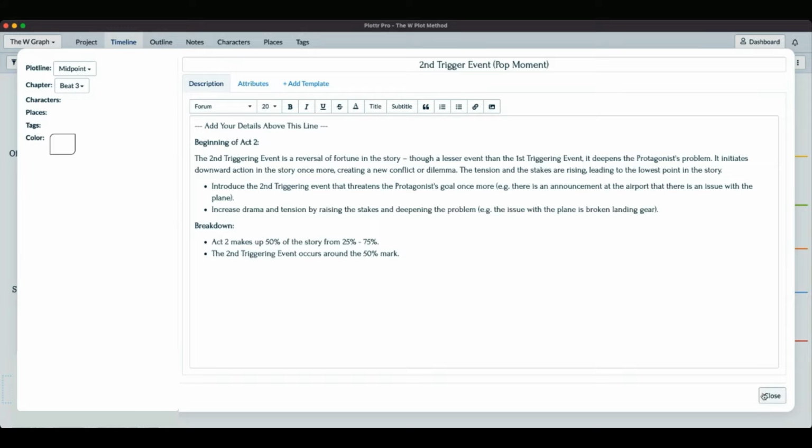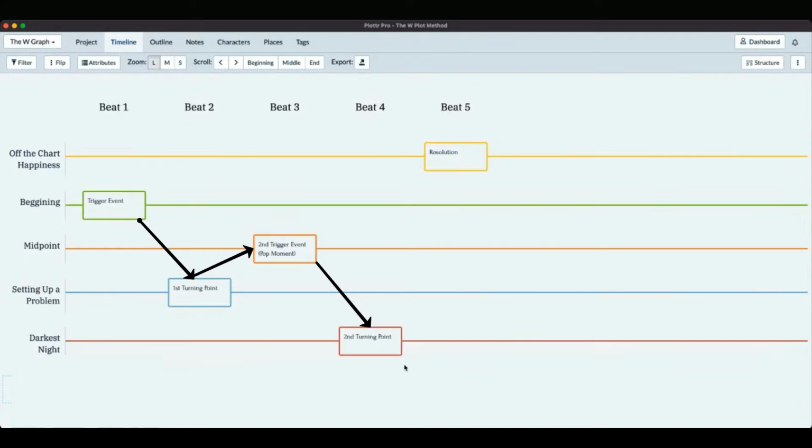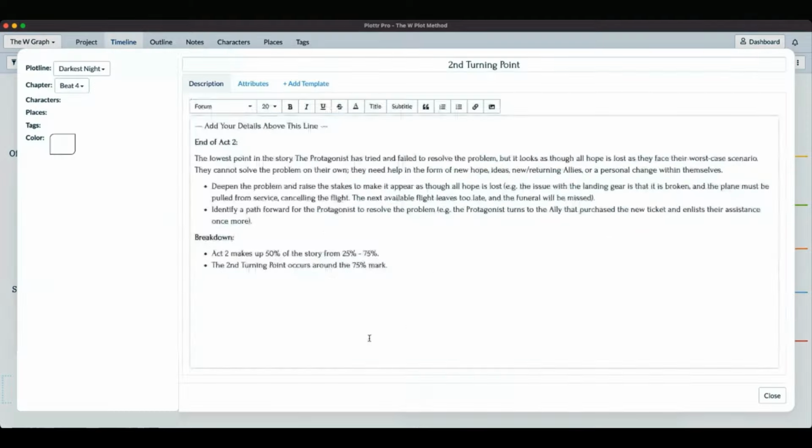This is going to lead us to our next down point in the W. This down point is the second turning point. This is the lowest that our protagonist will go. This is often called the dark night of the soul, or the darkest night. Okay, this is the lowest point in the story.